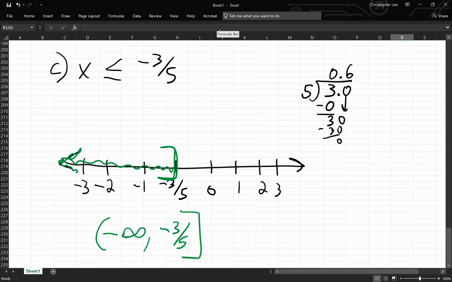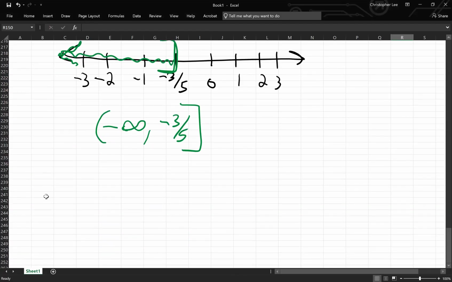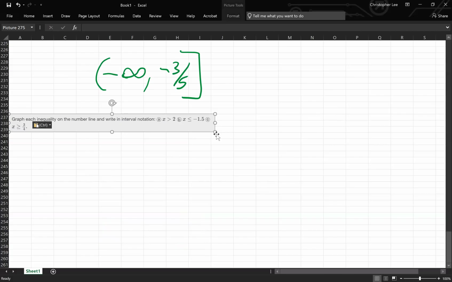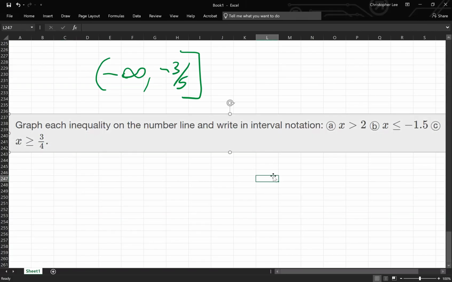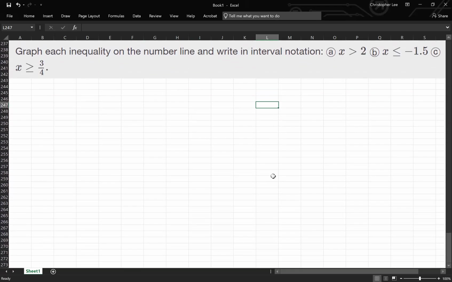Do y'all want to see another one, or you feel like we can move on? Want to see another one? All right, here you go. Try these out. Literally the same question as before. I'm looking for a graph. I'm looking for interval notation.